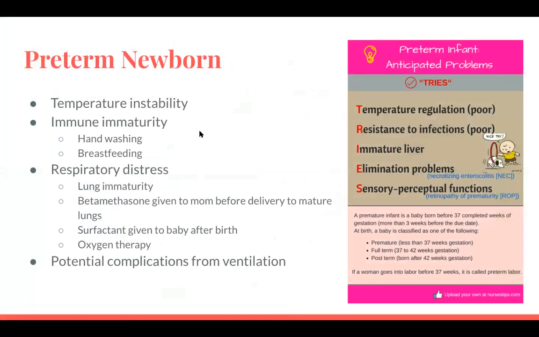So the preterm newborn. Temperature instability, and we're noticing a pattern here. Usually if there's something wrong, you will see temperature instability or temperature drops, so focus on those. You see resistance. Preterm babies have poor resistance to infection. They have an immature liver and elimination problems, and then sensory perceptual functions.